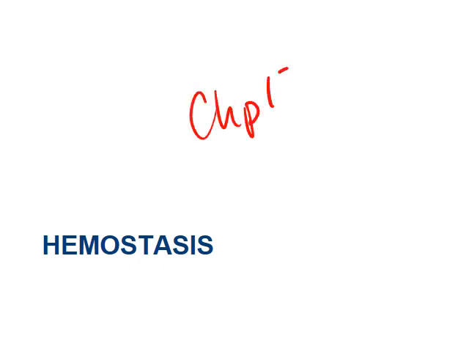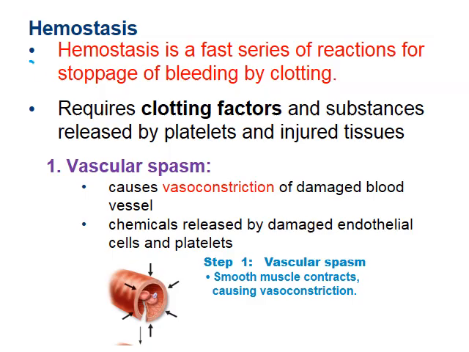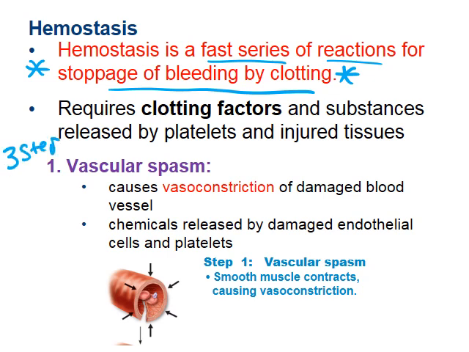We are going to finish chapter 17. So this is chapter 17 part 2, and we're going to cover hemostasis. Hemo is blood and stasis means to stop. So here's the official definition: a fast series of reactions for the stoppage of bleeding by clotting. We're going to see 3 steps, and I have them numbered.